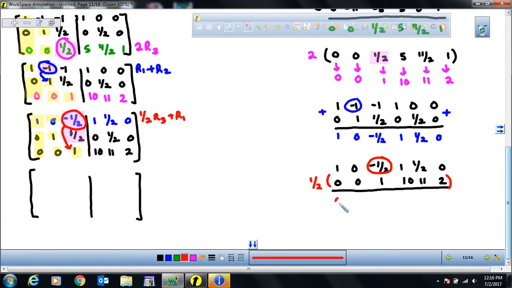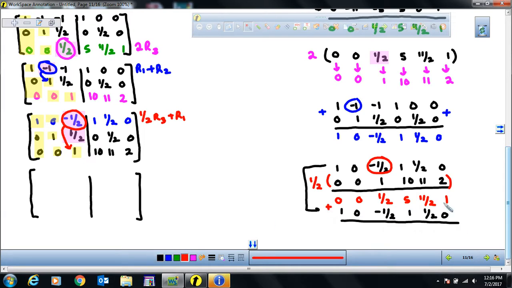1 half times 0 is 0, 1 half times 0 is 0, 1 half times 1 is 1 half, 1 half times 10 is 5, 1 half times 11 is 11 halves, and 1 half times 2 is going to be a 1. Then we're going to add those values to 1, 0, negative 1 half, 1, 1 half, and 0.